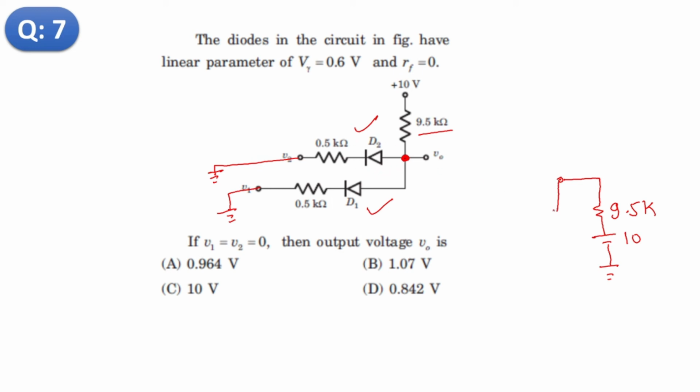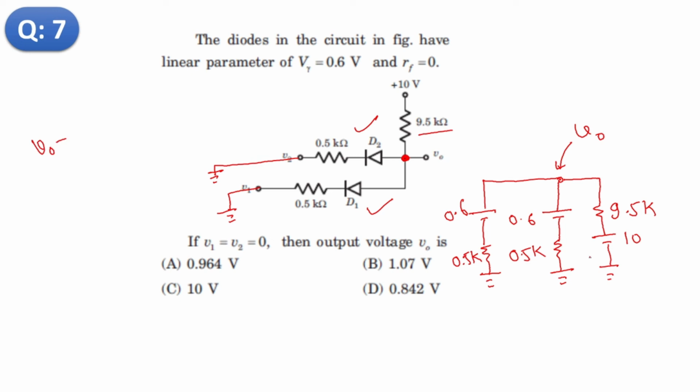So this D2 will be replaced by a battery, positive negative, and the value is 0.6, and the resistance will be 0.5k. And similarly for D1, 0.6 battery, no problem, and the resistance 0.5k. You can ask doubts if you have any. No problem. So this is VO, this is a simple circuit, so we can calculate VO.